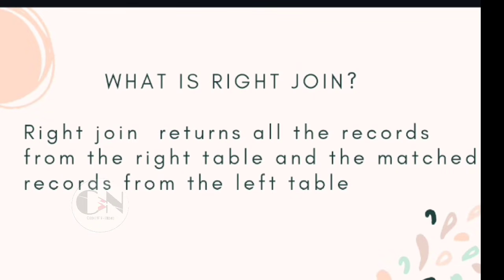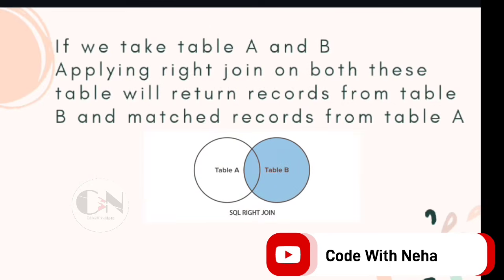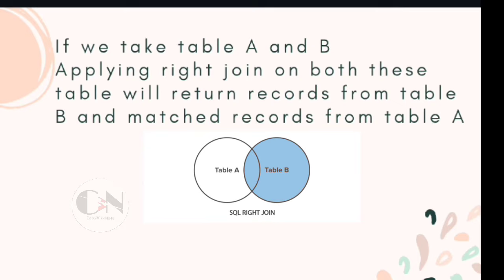What is right join? Right join returns all the records from the right table and the matched records from the left table. If we take table A and table B, applying right join on both these tables will return records from table B and matched records from table A.